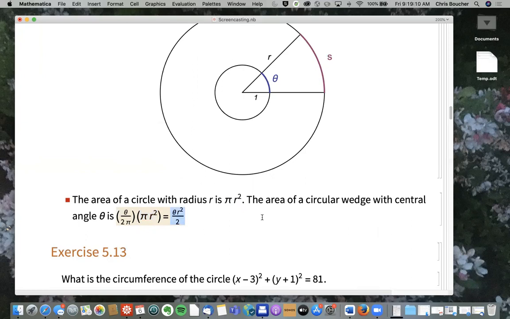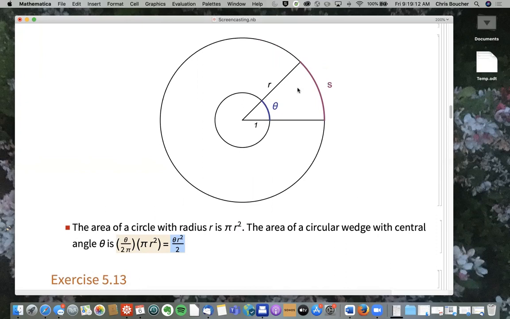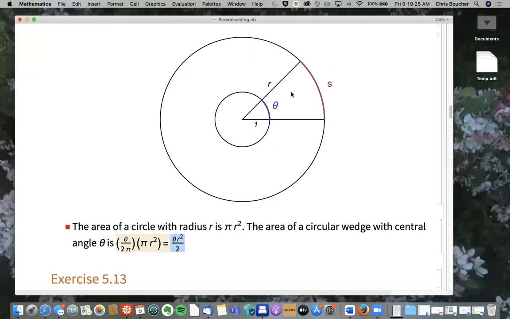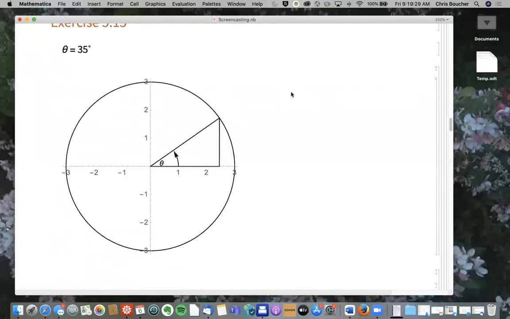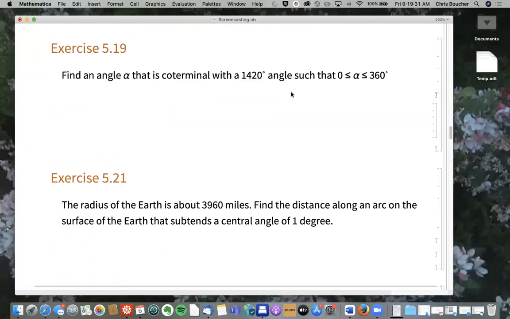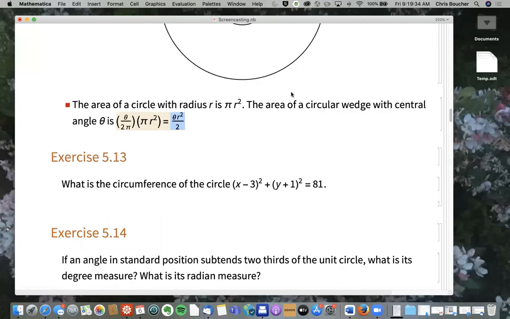So the upshot of these calculations is, if I have some sector of a circle like this, again, think of a pizza slice, I have nice formulas: if I know the angle and the radius of the circle, I can figure out the length of the arc and the area of the slice. Okay, so let's go into some examples here. That's all the theory that we need to cover.